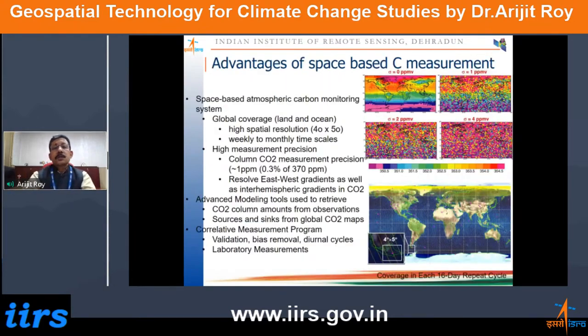So the advantages we have of carbon measurement from space, like the OCO, which provides us the carbon dioxide concentration. It has global coverage and a relatively high spatial resolution of 4 degrees by 5 degrees. And they have coverage from weekly to monthly time scales, and the precision of measurement is quite high. It's around 1 ppm, which is basically around 0.3% error.